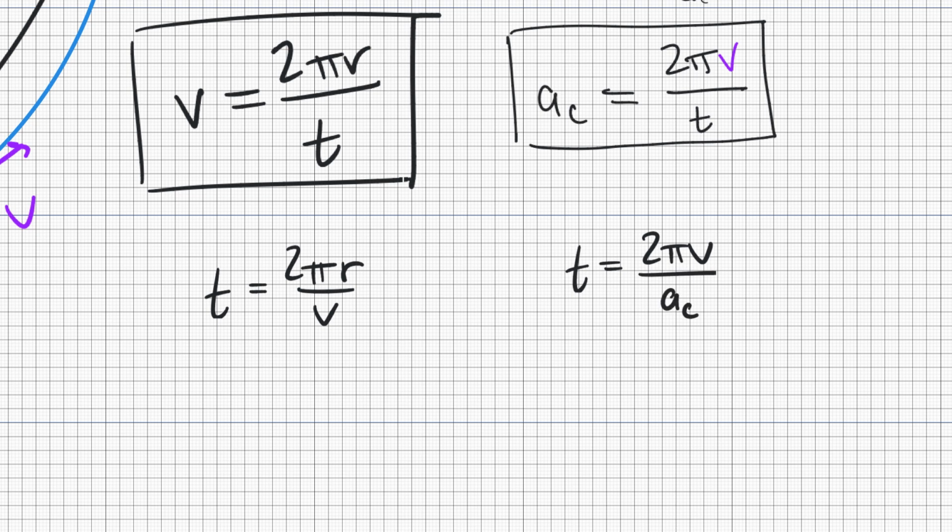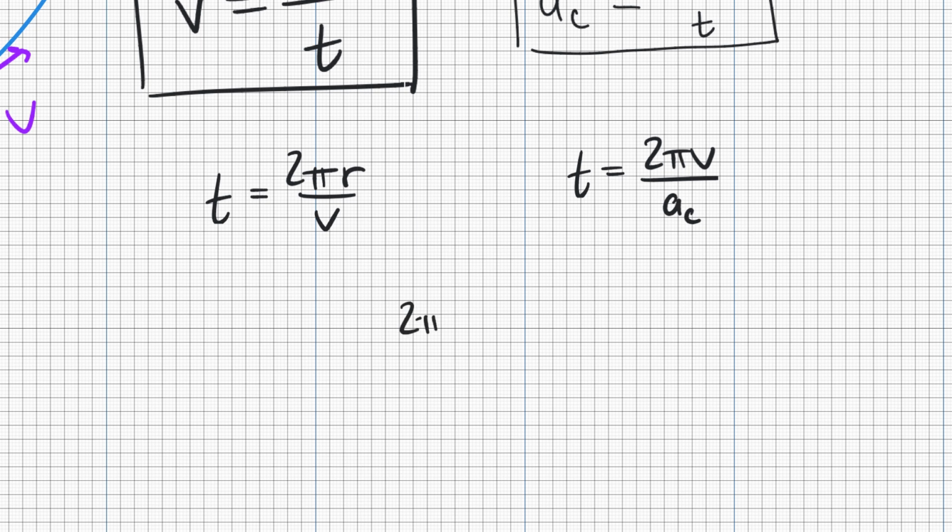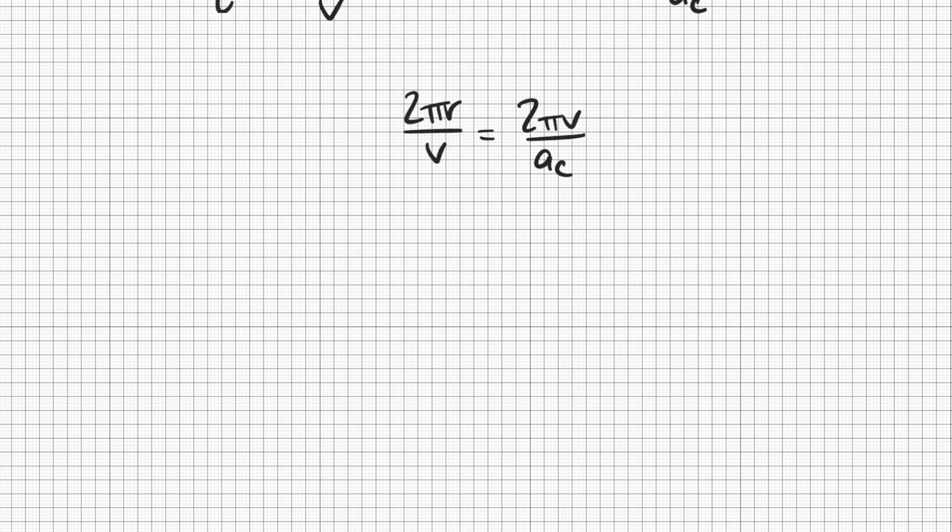I can set those two equal to each other, and I get 2 pi r over v equals 2 pi v over a_c. The 2 pi's cancel, and if I rearrange, I get a_c equals v squared over r. Okay, and that is the formula for centripetal acceleration.